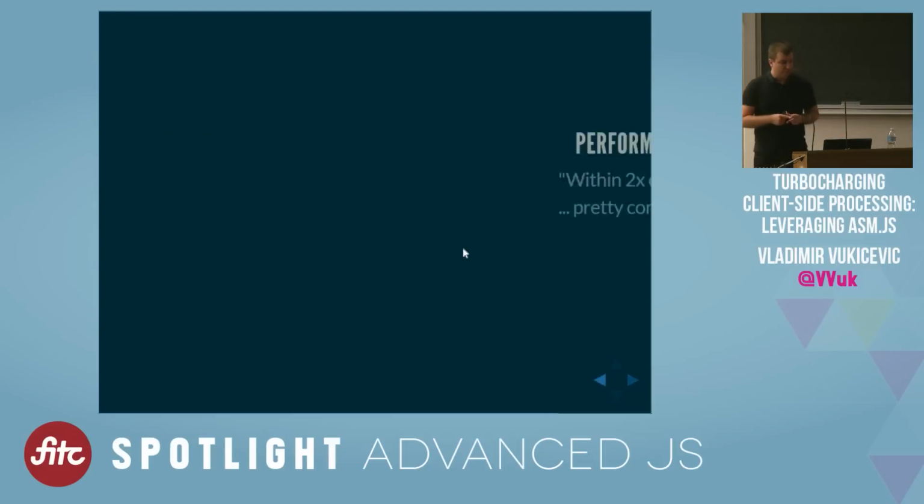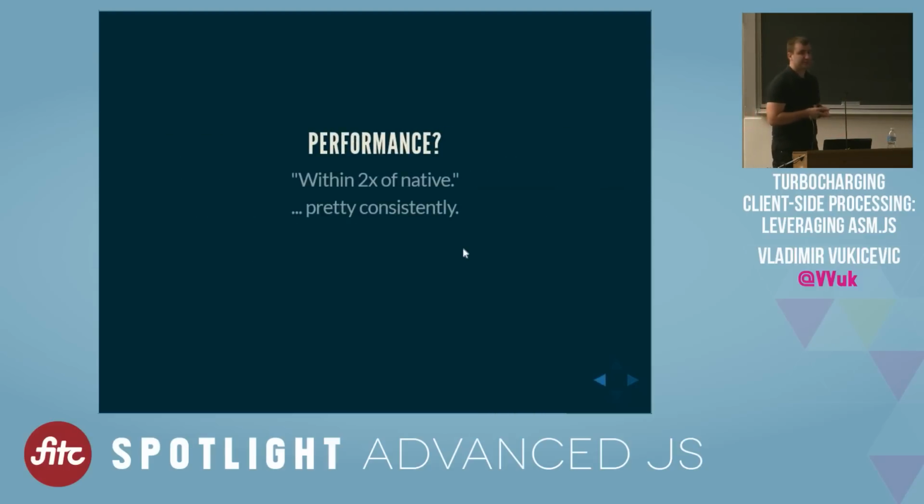Performance, like I mentioned before, is within 2x of native, and this is actually pretty consistent. We're finding that performance rarely varies more than this. Sometimes it's faster, sometimes it's slower, but starting with any arbitrary piece of code, especially from C and C++, especially any kind of algorithmic library, once you get it on the web, it's usually within 2x of native.